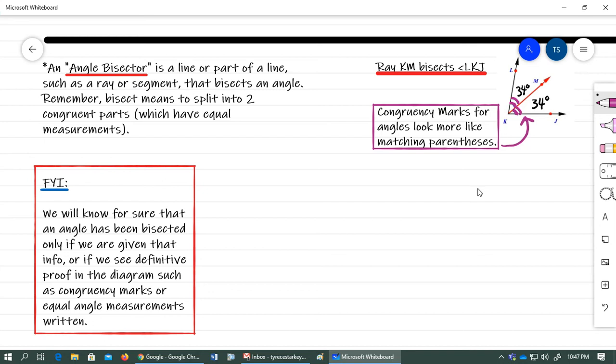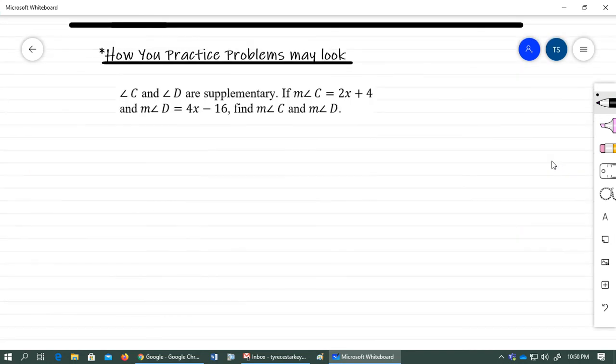I got one more thing for you. The way that your problems are going to look for this lesson on Delta Math, I'm talking to my students enrolled in my classes at our school. The way that your problems are going to look on Delta Math for this lesson, I got one more thing to show you, and that's how your problems are going to look when you do your practice problems for this lesson.